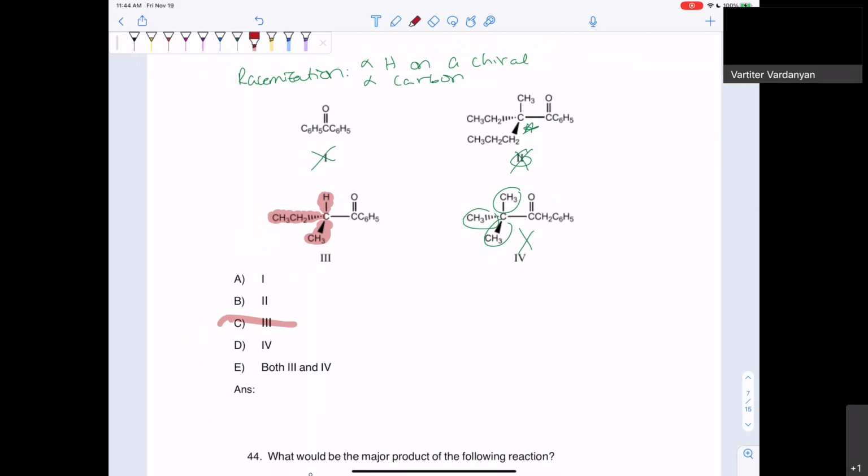Yeah, so you need a carbonyl carbon, but the most important thing you want to focus on, like if he didn't give you a carbonyl, you know that that's automatically wrong, but you need to focus on specifically a chiral alpha carbon. But yes, good question.